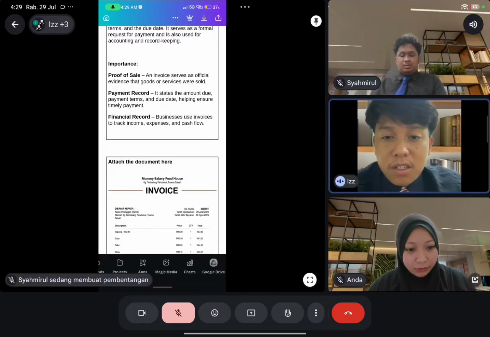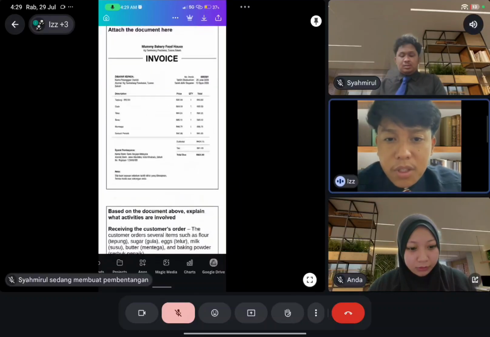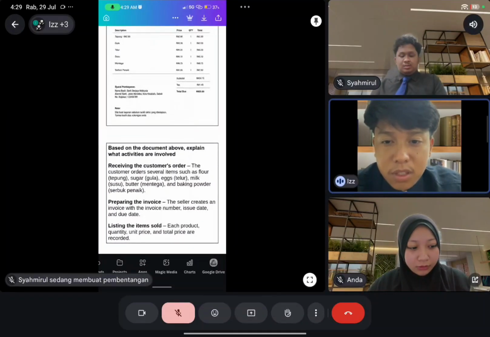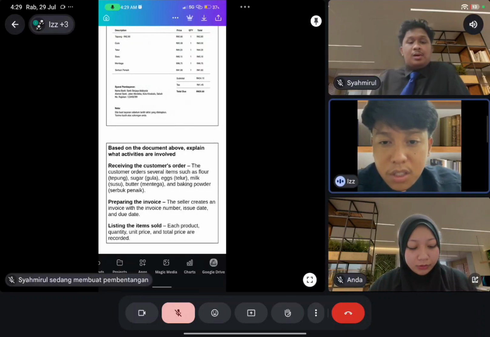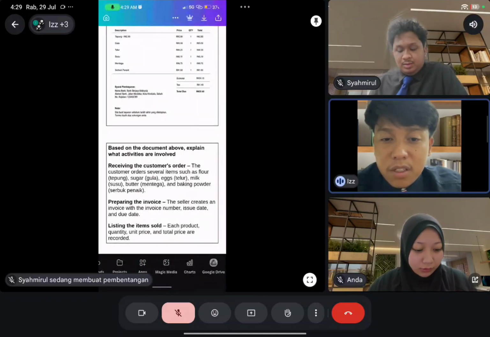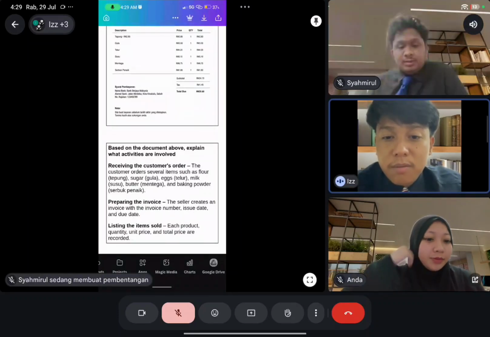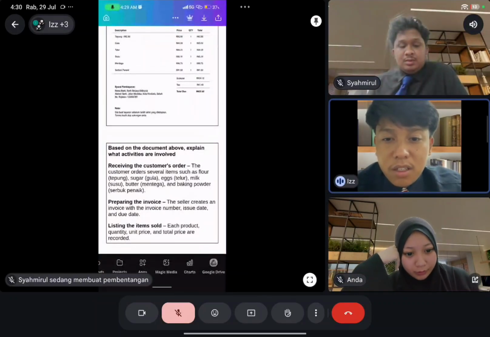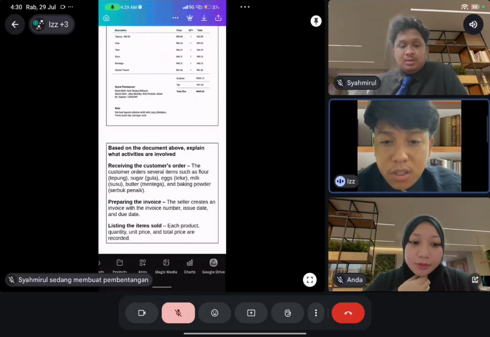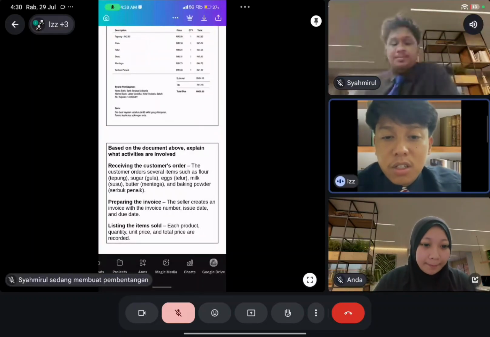For example, the first activity is receiving the customer order. The customer orders several items, including flour, sugar, eggs, milk, butter, and baking powder. Next, the seller prepares the invoice with the invoice number, issue date, and due date. Finally, the seller records its product quantity, unit price, and total price on the invoice.